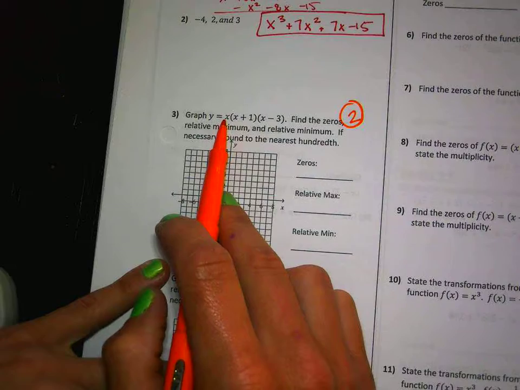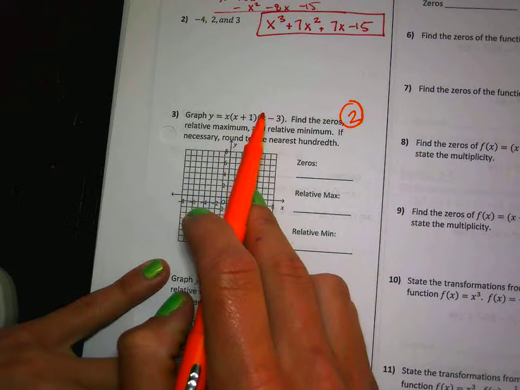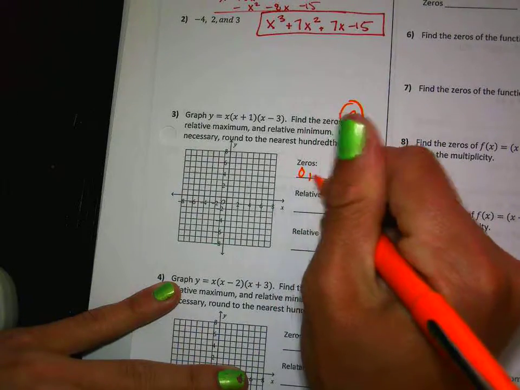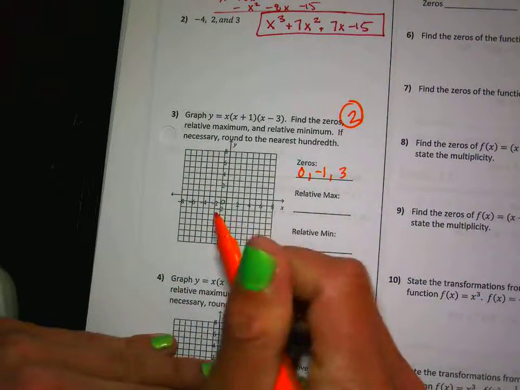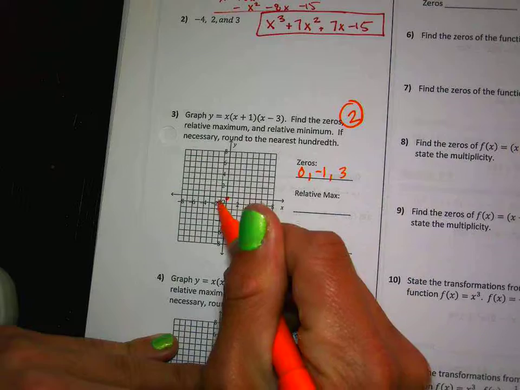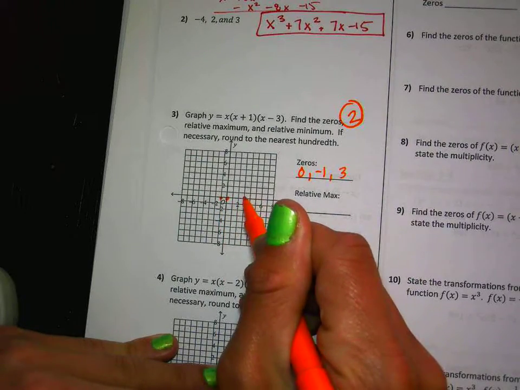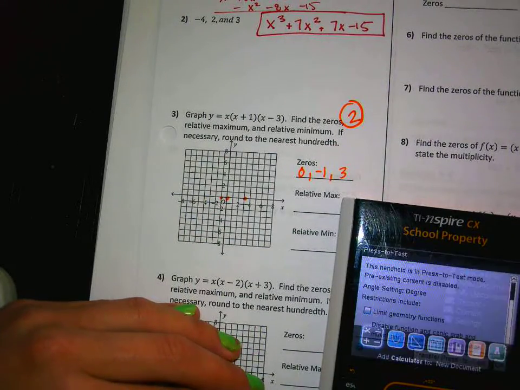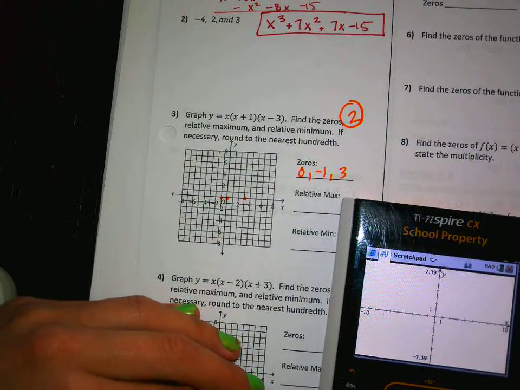What would that one be? 0. What would that one be? 1. -1. And what would that one be? +3. So my zeros are 0, -1, and 3. So on my graph here, 0, -1, and 3. All right, for the max and the min, we're going to do that in the calculator.